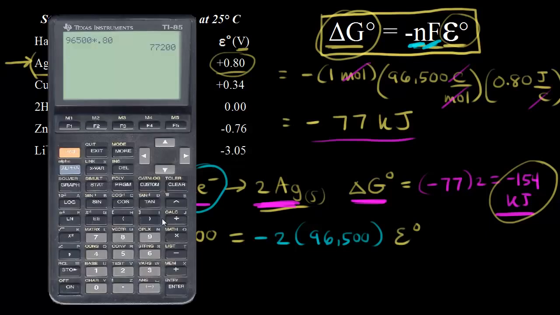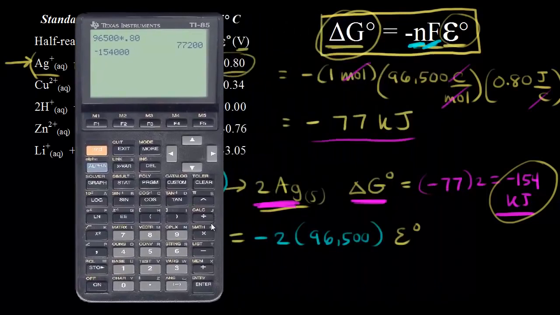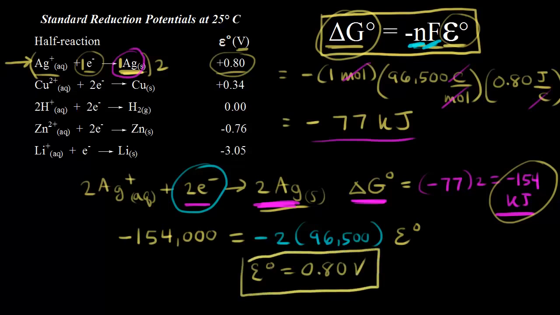So let's plug that in on our calculator. We have negative 154,000. We need to divide that by negative 2, and then divide that by Faraday's constant, 96,500, which gives us a voltage of 0.80. So if we round that, we get a voltage of 0.80 volts. So it's the same voltage to form 2 moles of silver as it was to form 1 mole of silver, right?